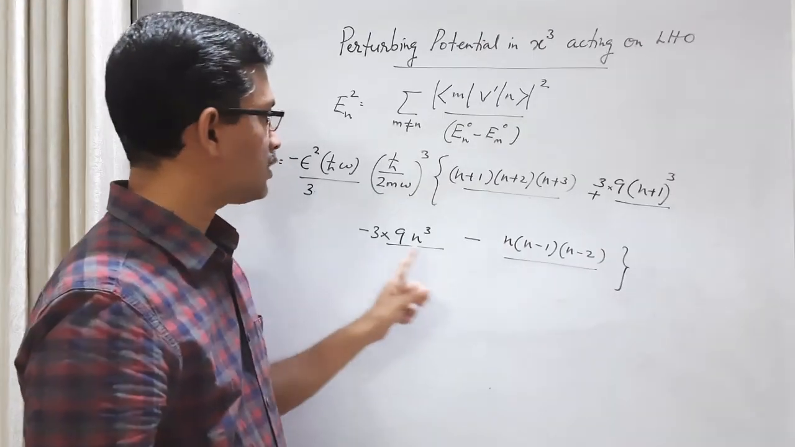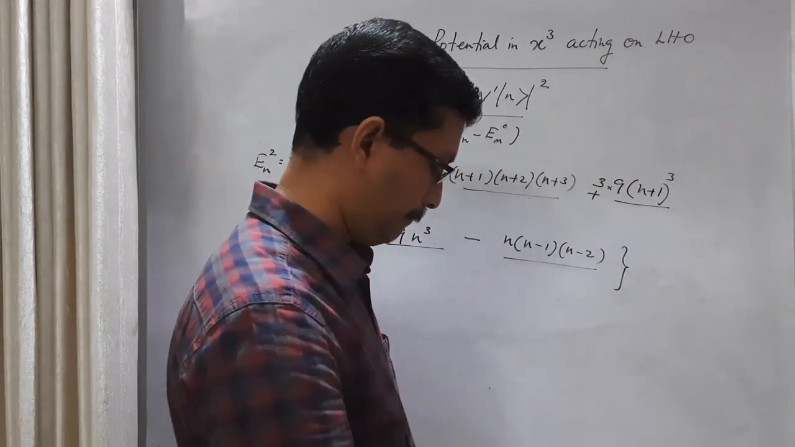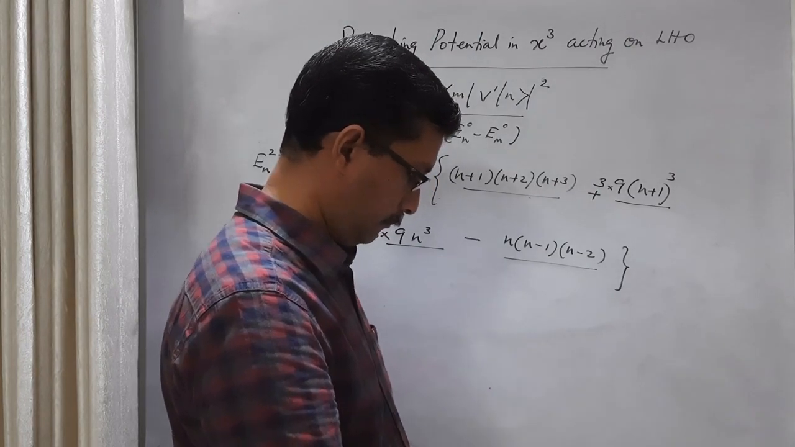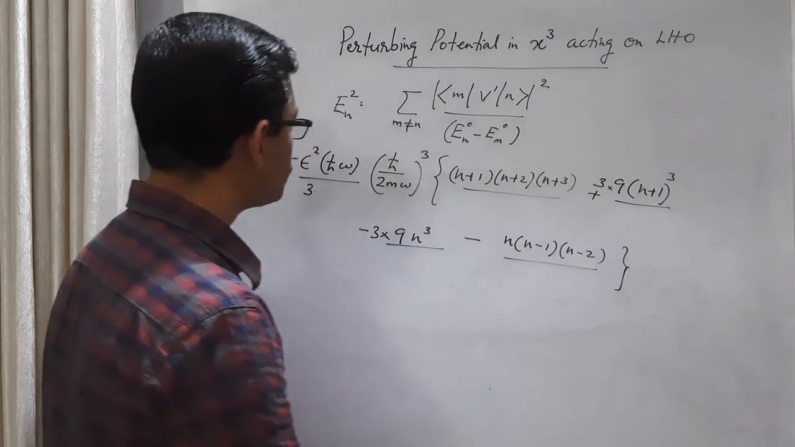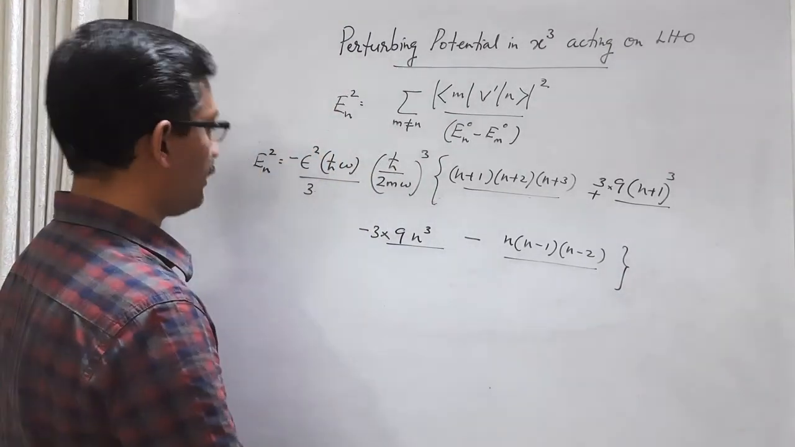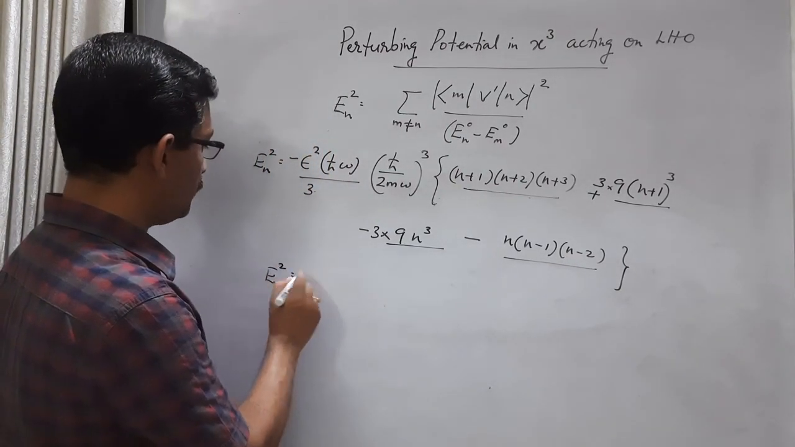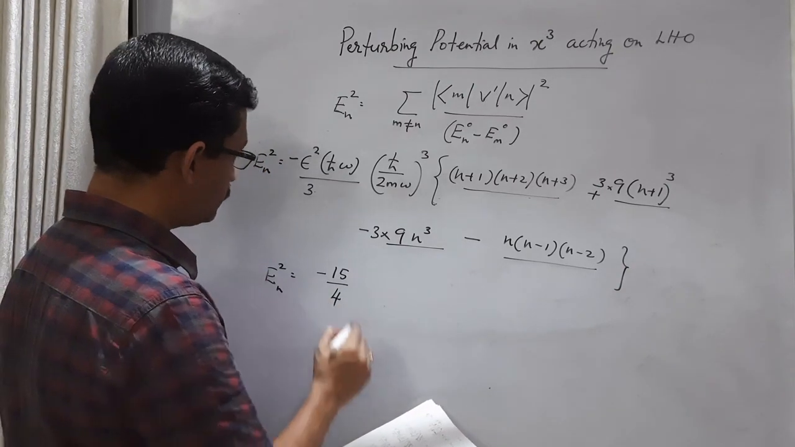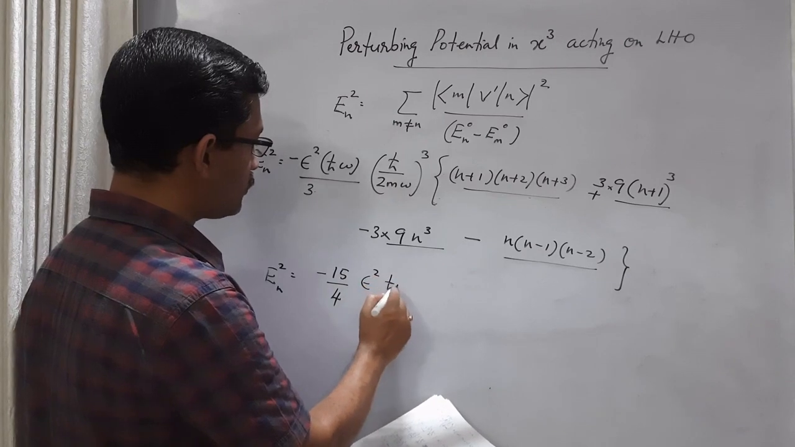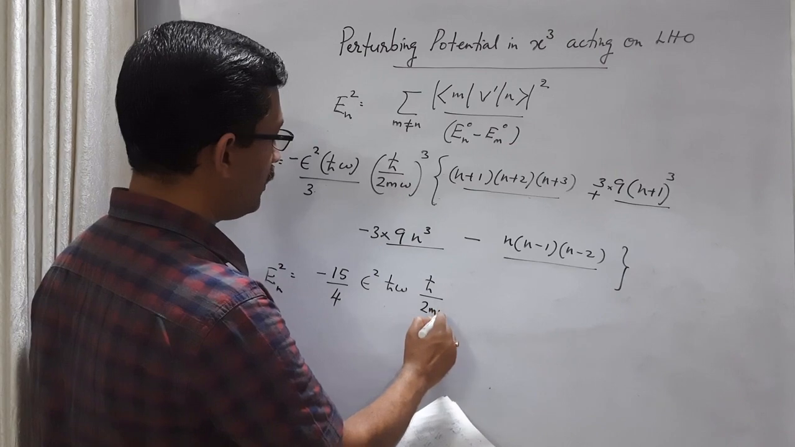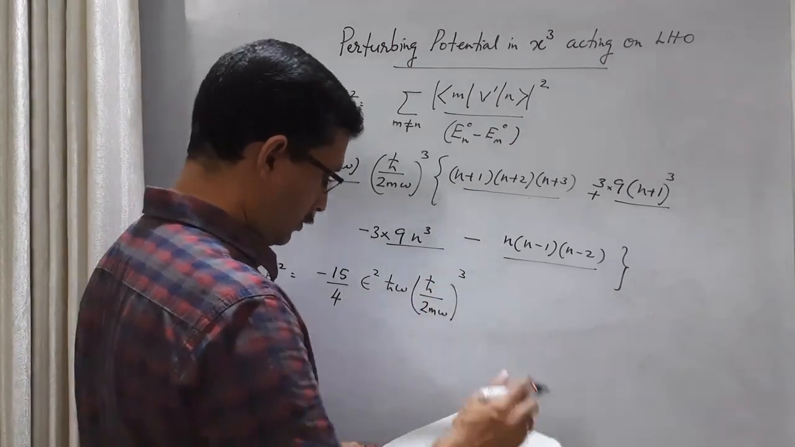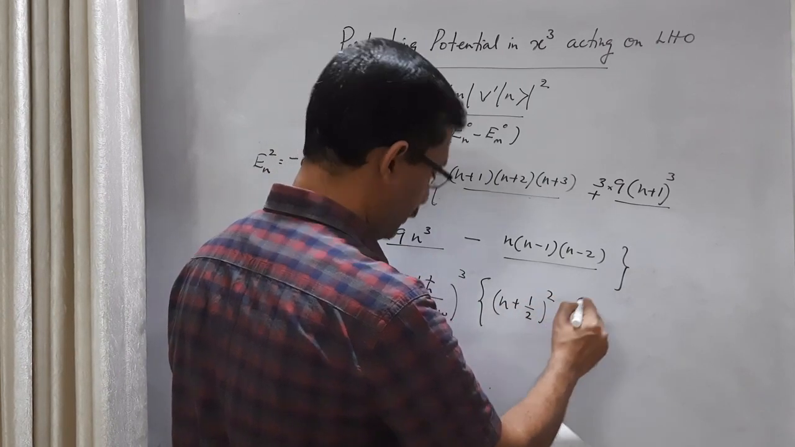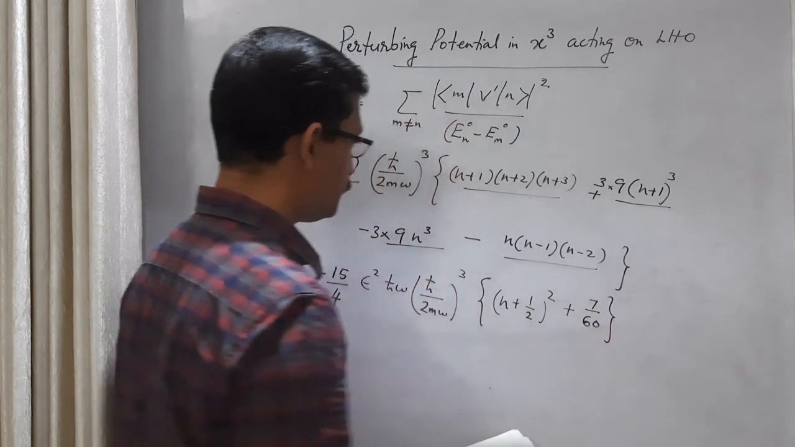And this you can do with some algebra. I will just quote the result. The term in this curly bracket, you can write as En2 is equal to minus 15 by 4 epsilon square h cross omega, h cross by 2m omega cube, and these terms you can simplify and write as n plus half whole square plus 7 by 60. This is what you get.